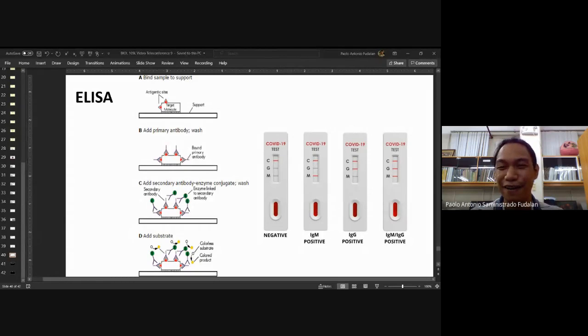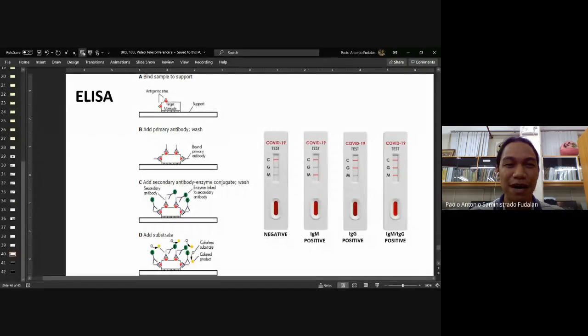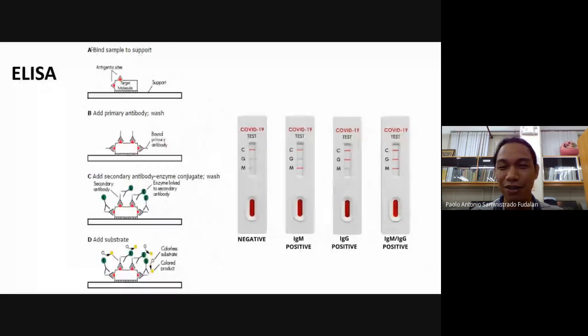Okay, correct. Let me elaborate on that. That's very correct. If I got the virus last month, the antibodies that my body made will still be present in my system for a very long time, even if I'm already okay.